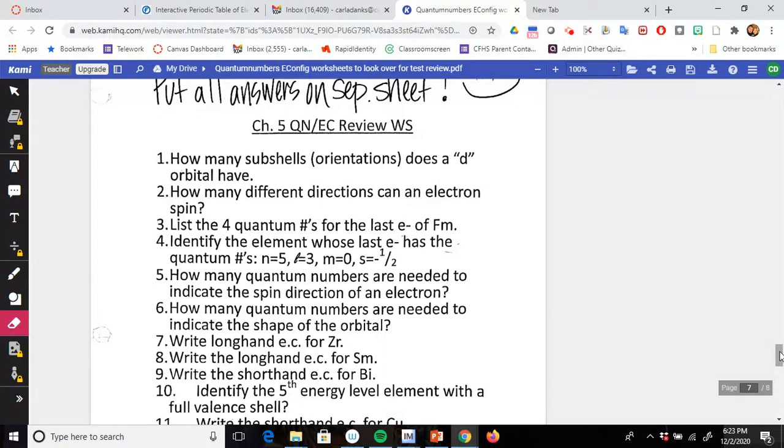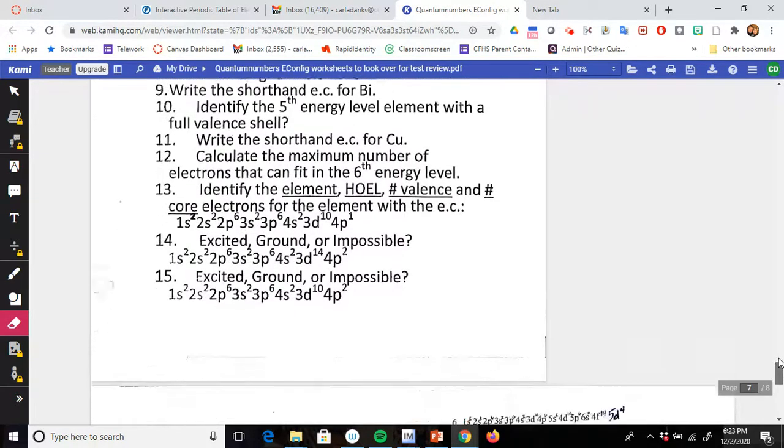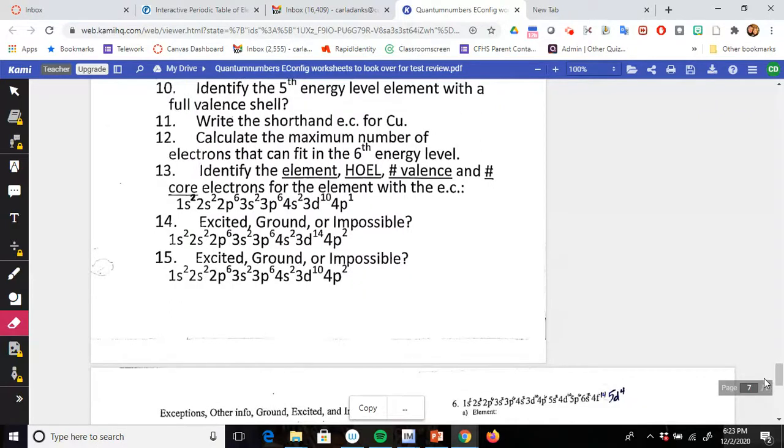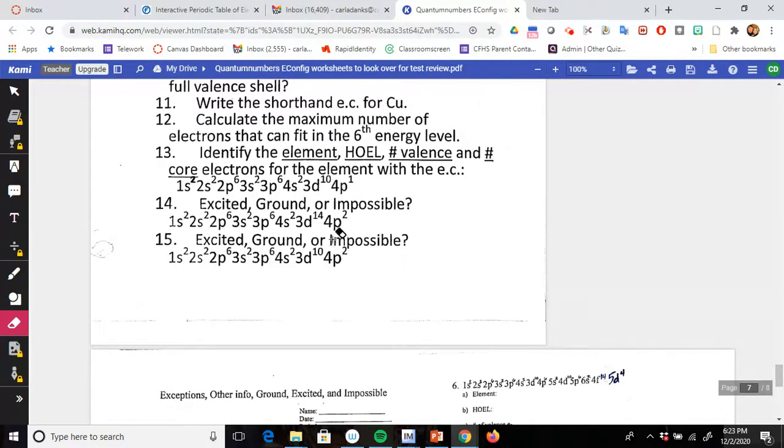Now, of course, you don't have to know all of these. The test is not going to be extremely long, but these worksheets will review with you things you need to understand and be able to do, like finding the highest occupied energy level, the number of valence electrons, the number of core electrons, and identifying an element from its electron configuration. Don't forget that you need to be able to also tell if an electron configuration is excited, ground state, or impossible.